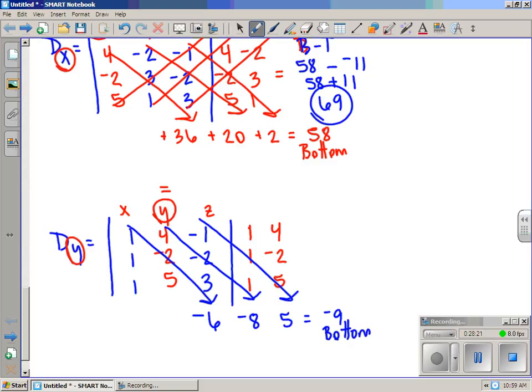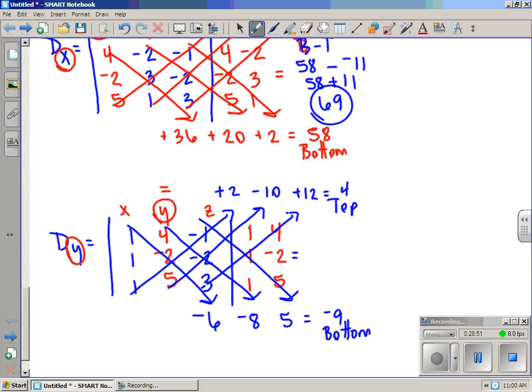To get the top number, you multiply up. 1 times negative 2 times 2 is positive 2. 5 times negative 2 times 1 is negative 10. And 3 times 1 times 4 is positive 12. Add those up. 2 plus negative 10 plus 12 would be 4. That is our top number.